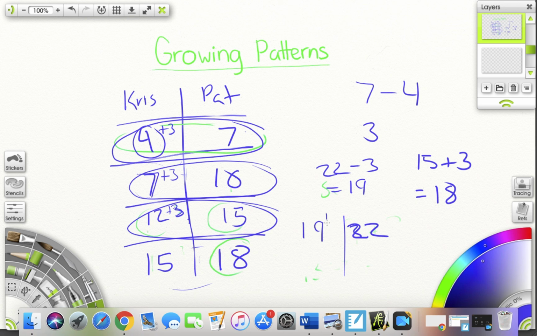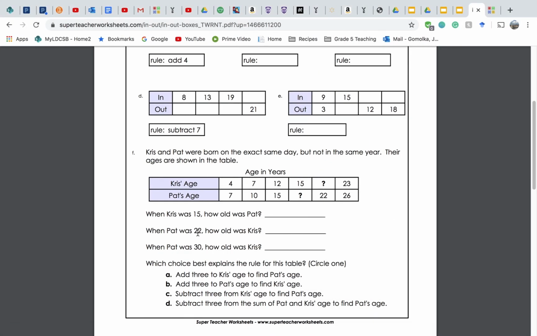So if I do 19 plus 3, that equals 22. So that's how I know I got it right, is because Chris has to be younger than Pat in this problem. If I did 22 plus 3, that means Chris is 25, but Chris can't be older than Pat in the same row. So in this case, Chris is 19 and Pat would be 22. So that's that question. When Pat's 22, how old is Chris? He's 19 years old.